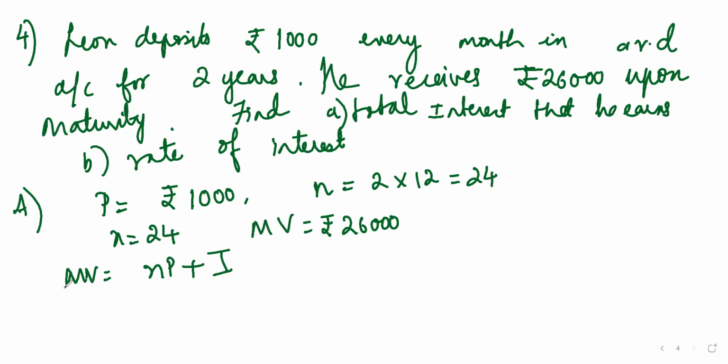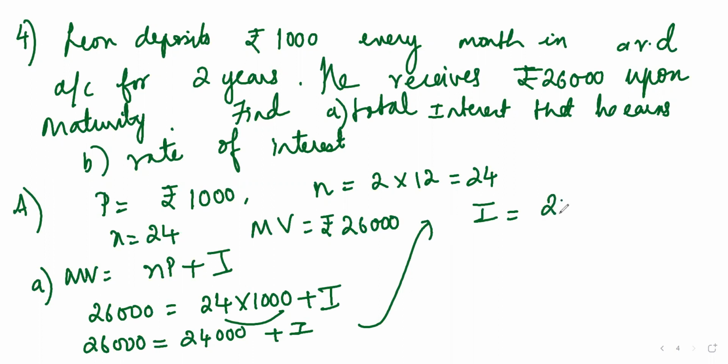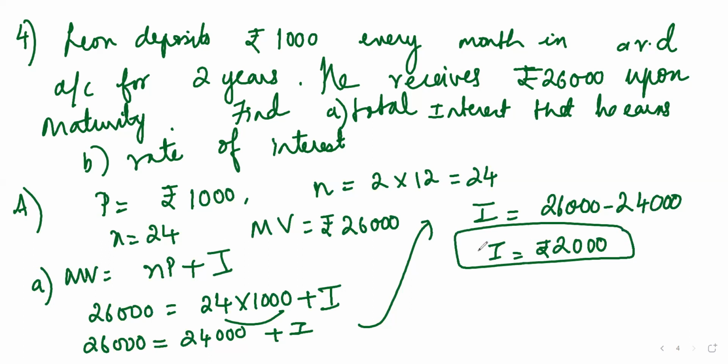So let's try to tackle part A, because we want just the interest first. So 26,000 is equal to 24 into 1,000 plus I. So 24 into 1,000 is 24,000. So 26,000 is equal to 24,000 plus I. And this I is nothing but 26,000 minus 24,000. So I is rupees 2,000.